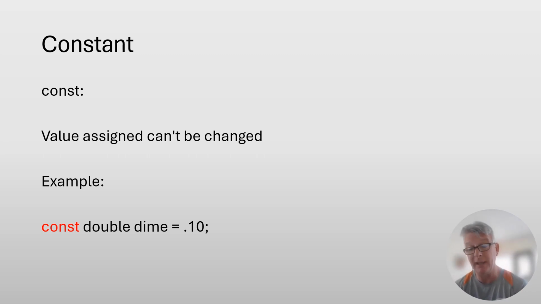A constant means it can't be changed. So if I'm writing an application that has to deal with money, I'm going to make my money constants. Right? A constant double dime. That's a little overkill for a dime. I could use a float.